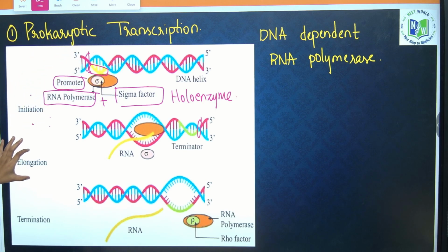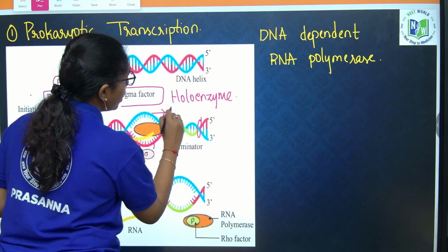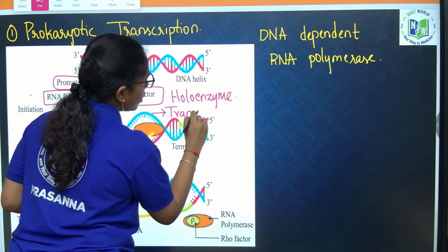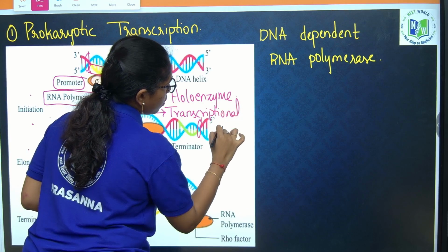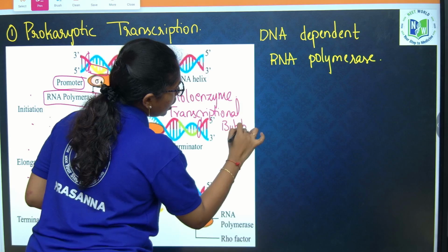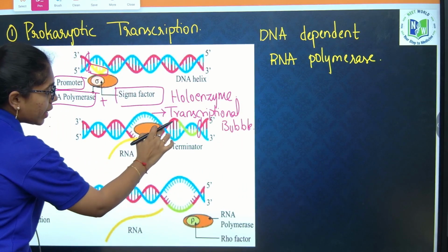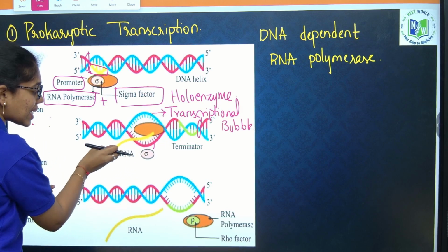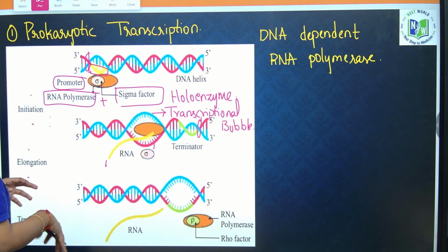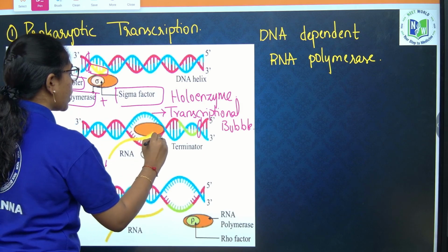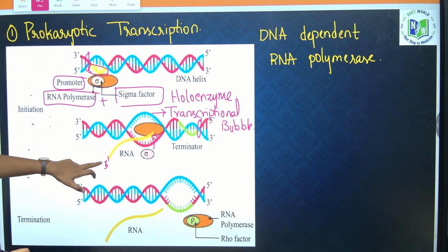In the elongation process, transcription bubble is formed. What is formed? Transcriptional bubble. Here the transcriptional bubble is formed, and this RNA polymerase will synthesize the RNA from DNA, again from which strand to which strand? From 5 prime to 3 prime. Okay, it is synthesizing from 5 prime to 3 prime.